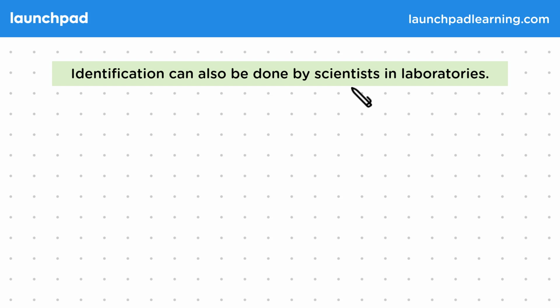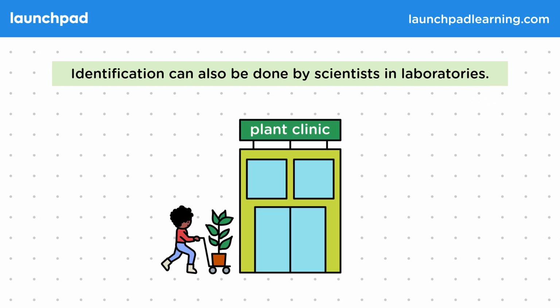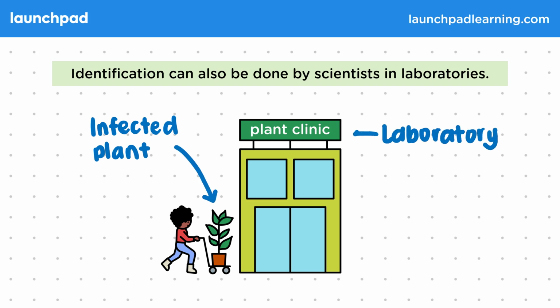Identification can also be done by scientists in laboratories. People managing infected plants will take them or a specimen to a specialist plant clinic containing a laboratory. So what happens in the laboratory?